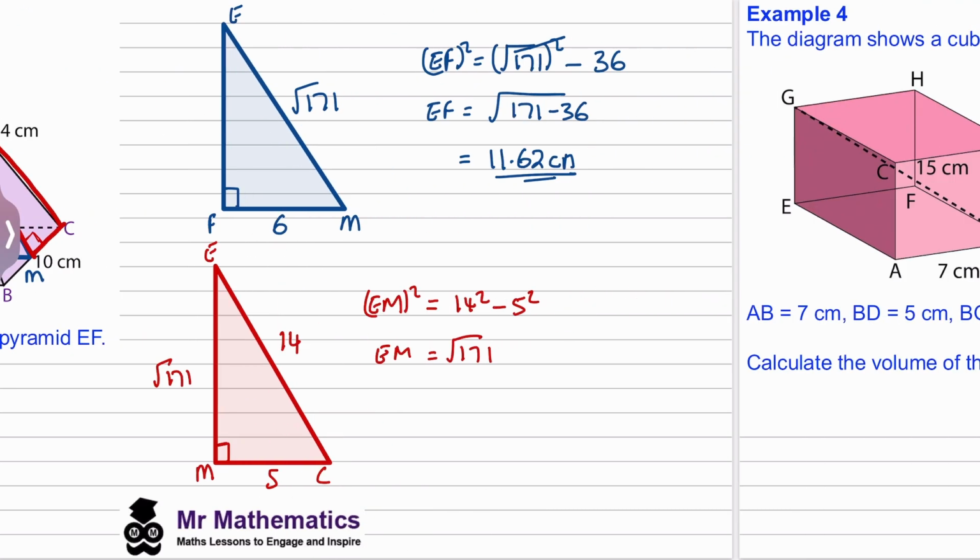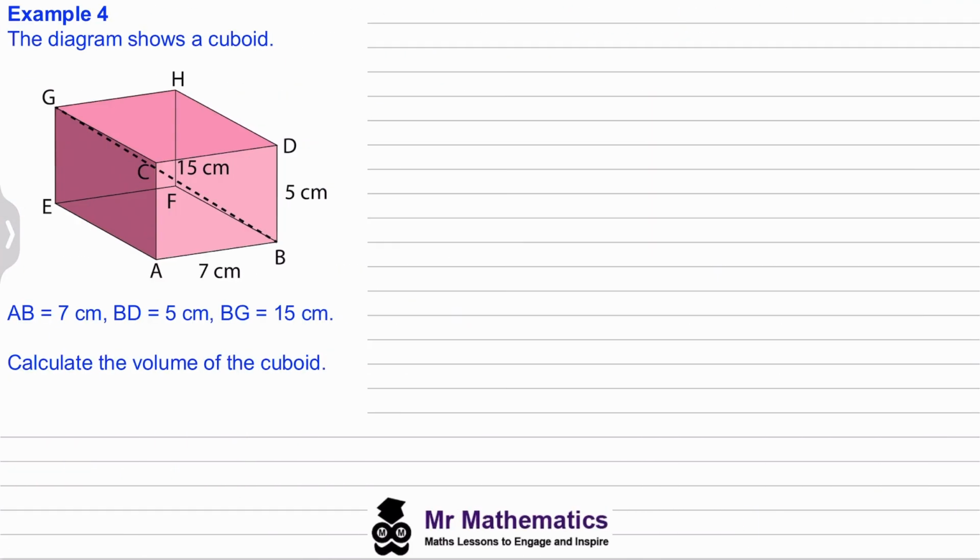Let's try example 4. So here we've got an exam style question where we need to work out the volume of this cuboid. We're given A to B is 7, B to D is 5, and B to G is 15. Do you want to give this question a go? You can pause the video and come back when you're ready.